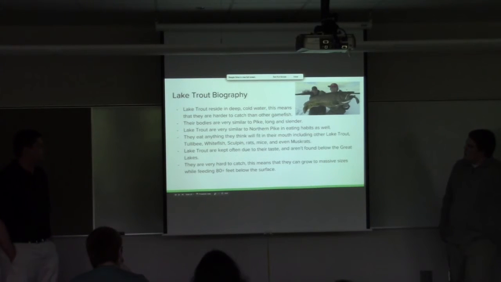Tullibee, whitefish, sculpin, rats, mice, and even muskrats. They're often kept due to their taste, but they are found below the Great Lakes area, so they're not very common around here. You have to go north. They are very hard to catch, so they grow very big and they live for very long, and they feed sometimes up to 80 feet below the surface water.